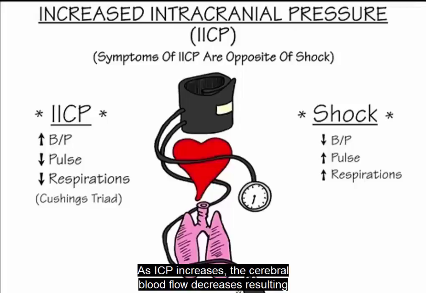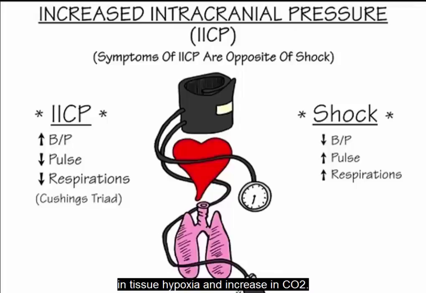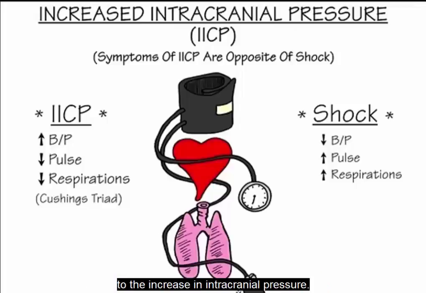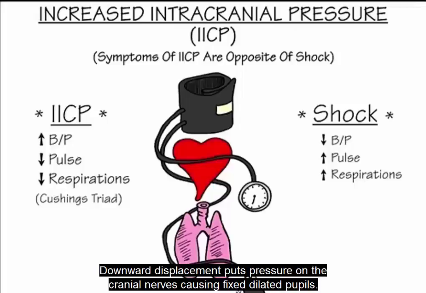As ICP increases, the cerebral blood flow decreases, resulting in tissue hypoxia and increase in CO2. This results in cerebral vasodilation. Edema can cause herniation in the brainstem and push down through the foramen magnum due to the increase in intracranial pressure. Downward displacement puts pressure on the cranial nerves, causing fixed dilated pupils.